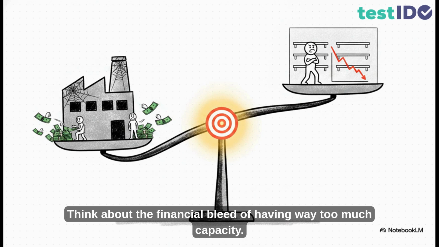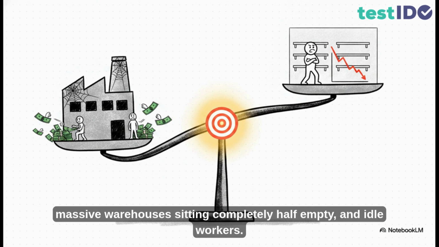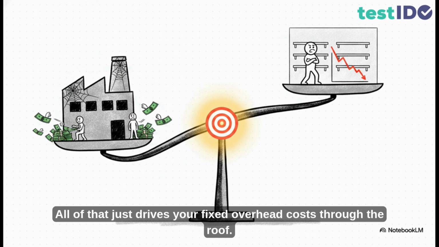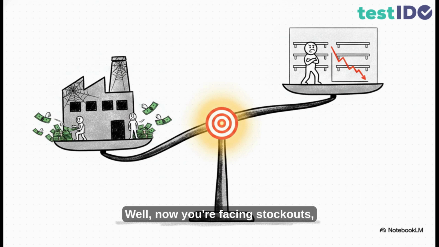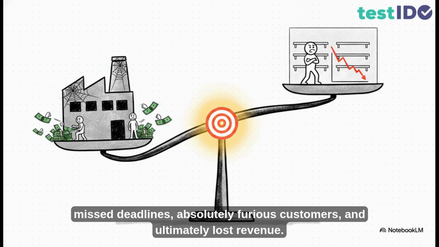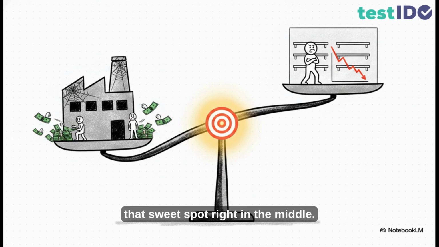Think about the financial bleed of having way too much capacity. You've got machines just gathering dust, massive warehouses sitting completely half-empty, and idle workers. All of that just drives your fixed overhead costs through the roof. But flip it around. What if you have too little capacity? Well, now you're facing stockouts, missed deadlines, absolutely furious customers, and ultimately lost revenue. Your main job as a CMA is to help your organization find that sweet spot right in the middle. Capacity that is just right.